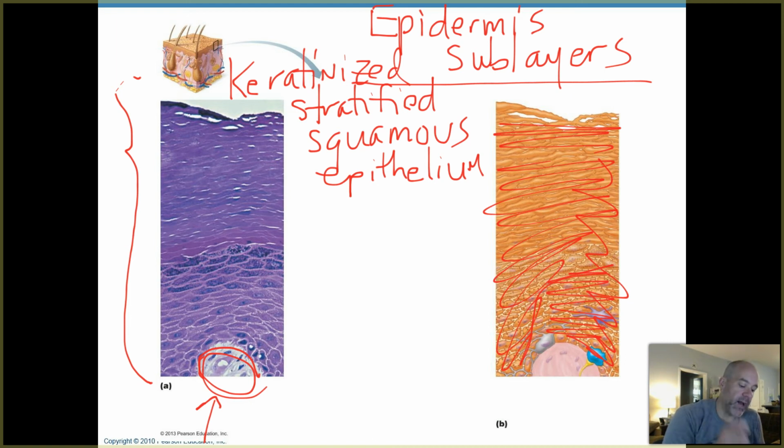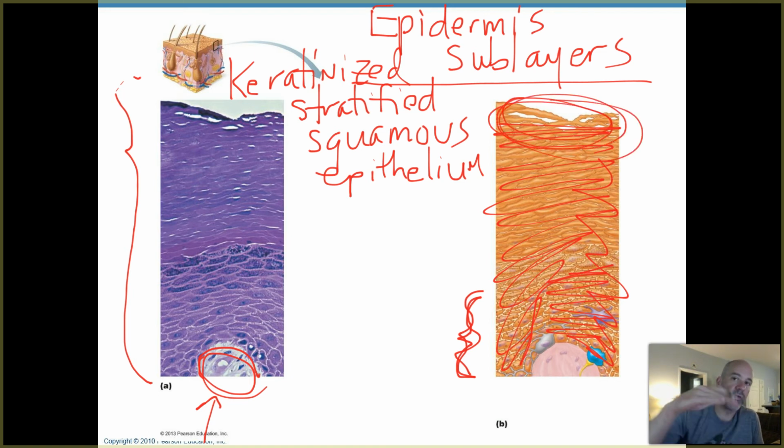So the cells are flat. Now down here deeper, as you get close to the dermis, the cells take on more of a cuboidal shape. But if you remember, a stratified epithelial tissue is named according to the shapes of the cells at the surface or at the lining of that particular tissue, the apical surface. And since the cells up there are flat, that's why it's called a stratified squamous epithelium. All right, let me erase that.